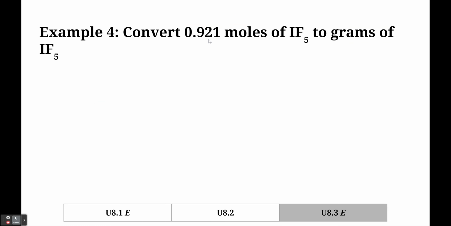In example 4 here, we want to convert 0.921 moles of iodine pentafluoride to grams. So when we do this one, we're going to start. Actually, you can pause the video here and try to do this one on your own before you continue.